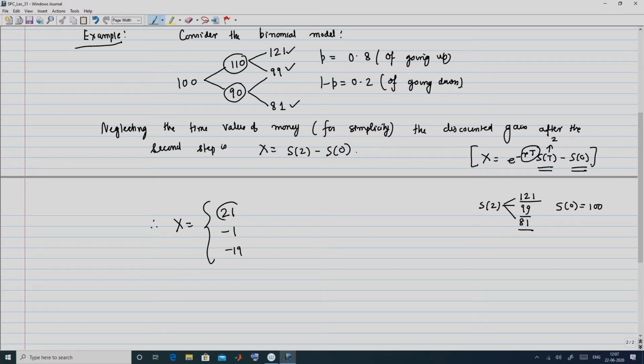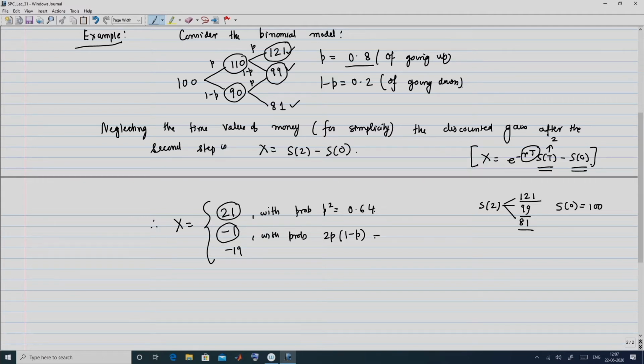Now, this value of 121 is a result of the stock price reaching 121 at time t equal to 2. This will happen as a result of 2 upward movements, with probability p followed by probability p. So, this x value of 21 can happen with probability p square, which is equal to 0.64. Remember that p is equal to 0.8. Now, this value of minus 1 is a result of you reaching 99 at time t equal to 2, and this can happen either as a result of an upward followed by downward movement with probability p into 1 minus p, or as a result of downward movement followed by an upward movement with probability 1 minus p into p. So, the probability of reaching 99 is going to be equal to 2 into p into 1 minus p.